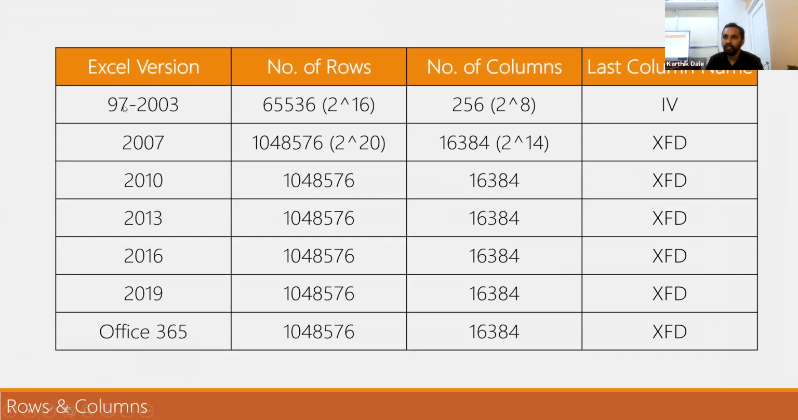You see this? In the older version, 97-2003, the number of rows was only 65,536 and the number of columns was 256. Whereas from 2007 onwards, it is 10 lakh 48,576, and the same number continues in 2010, 2013, 2016, 2019, 2021, and Microsoft 365 also. The number of rows and columns are the same. The last column name is XFD. So, fine, we are now aware of the number of rows and columns.